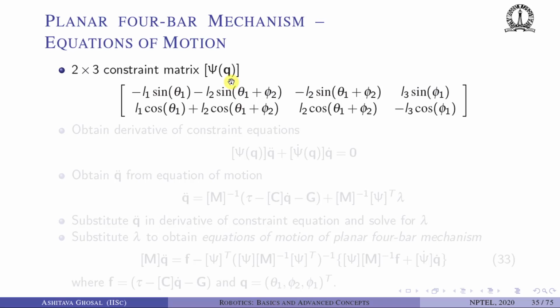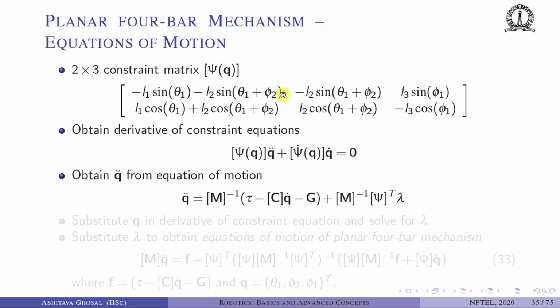We can take the derivative of this constraint equation and we'll get psi of q into q double dot plus psi dot q into q dot. So this is the derivative of the loop closure constraint equations. We organized it as psi into q dot is equal to 0. To obtain q double dot from the equation of motion, we can write q double dot is M inverse (tau minus C q dot minus G) plus M inverse psi transpose lambda. Exactly the same as what we discussed when I derived the Lagrangian formulation with constraint.